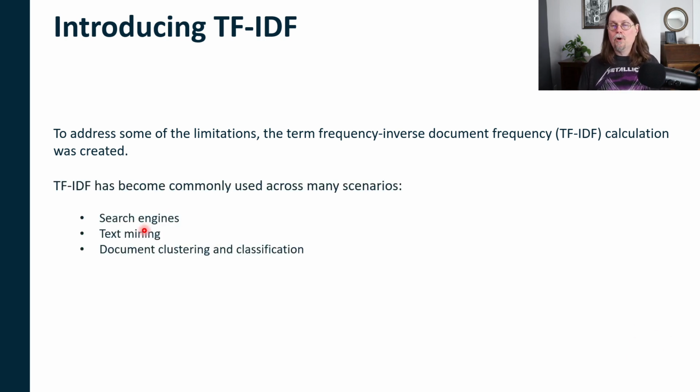So for example, in the early days, TF-IDF was commonly used in search engines, not so much anymore in the modern age. You can certainly think of search as a text analytics problem, and TF-IDF was certainly useful in the search engine space. Text mining, certainly something that you do. For example, in my next video where I'm going to talk about something called topic modeling, you typically TF-IDF your data before you do the topic modeling. And then, of course, document clustering and classification, which we're going to be looking at in this video. TF-IDF is also extremely useful for that.